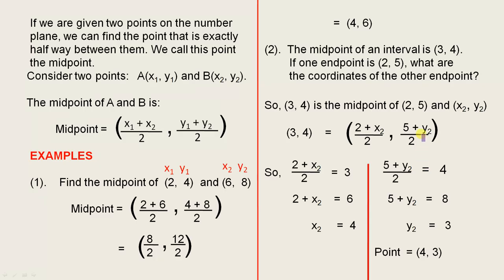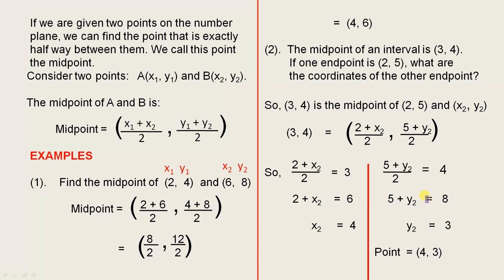Now for the y-coordinate of the endpoint, 5 plus y2 over 2 must equal 4. So 5 plus y2 equals 8. So y2 is 8 minus 5, so y2 is 3. So the other endpoint is 4, 3.